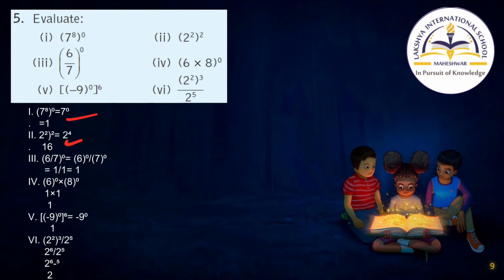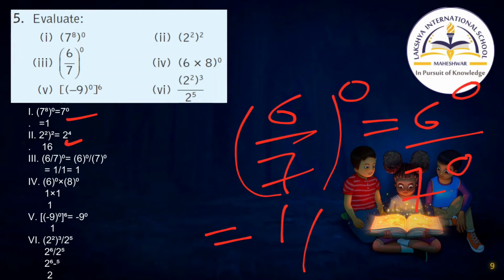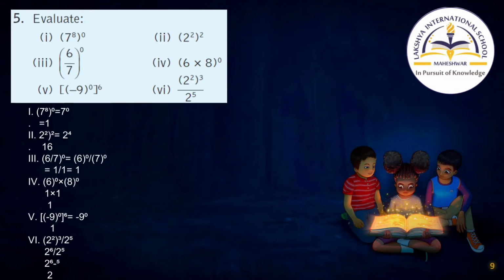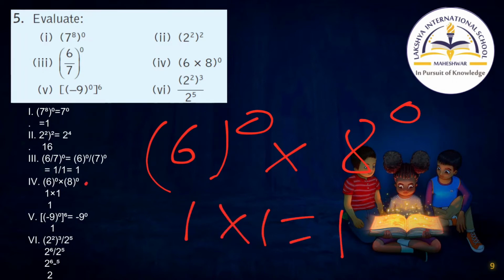Now question number 3, 6 by 7 raised to the power 0. So 6 raised to the power 0, 7 raised to the power 0 means 1 by 1, that is 1. 1 is the answer. Now question number 4, you can see 6 raised to the power 0 multiplied by 8 raised to the power 0. 1 into 1 equals 1, answer.